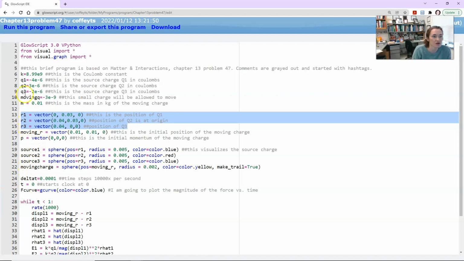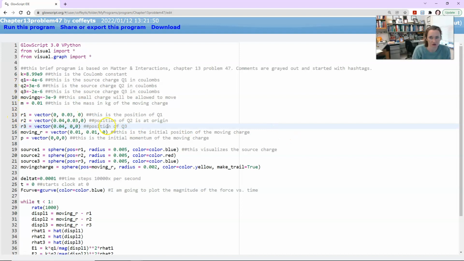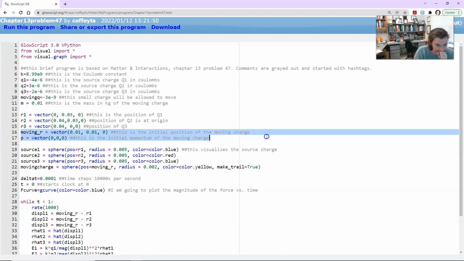So I called those for charges 1, 2, and 3, not very originally, R1, R2, and R3. Okay. Then I said, okay, my moving R location, I have to give it an initial position. And so I did that. I put it right here at 0.01, 0.01, and 0. Next, I gave it an initial momentum. I decided to let it start from rest.